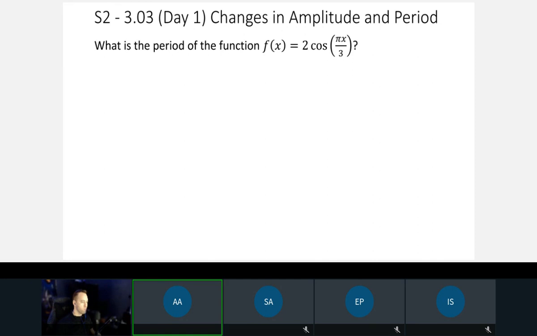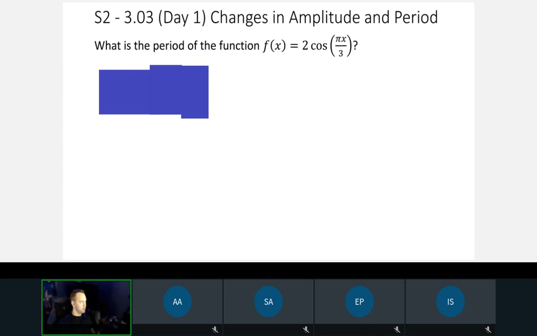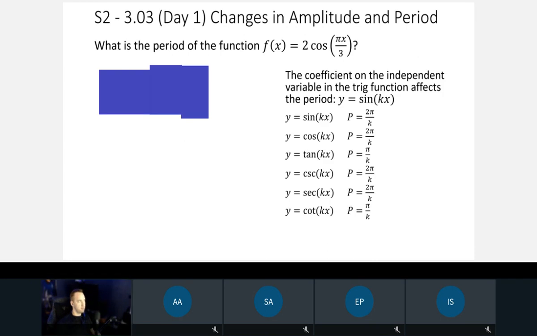Which formula? The formula for period. 2 pi over k. That sounds right, Emily. Yeah, I think that sounds right. So over here, I pulled it out from this lesson here. So sine, cosine, and cosecant, secant. The formula is period is equal to 2 pi over k. For tangent and cotangent, I'm pointing to it, but I don't actually have my pointer tool selected. Sorry. For tangent and cotangent, the formula is p equals pi over k.